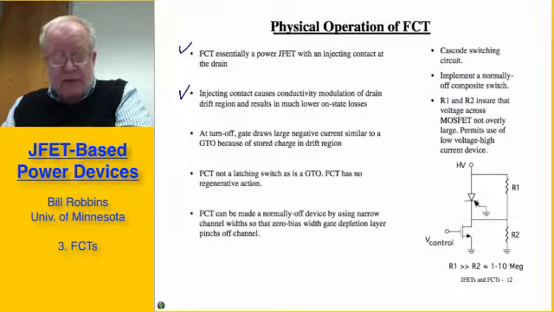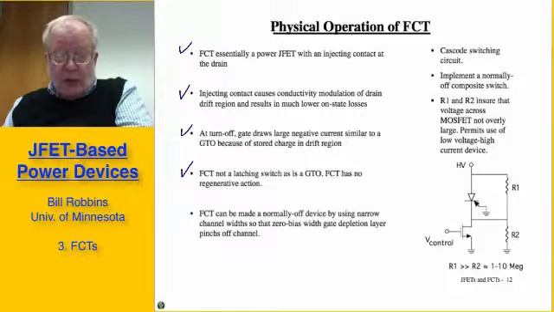At turnoff, we have to draw large negative gate currents similar to that of a GTO because we have a lot of stored charge in the drift region. However, the FCT is not a latching device. The FCT has no regenerative action like a GTO.